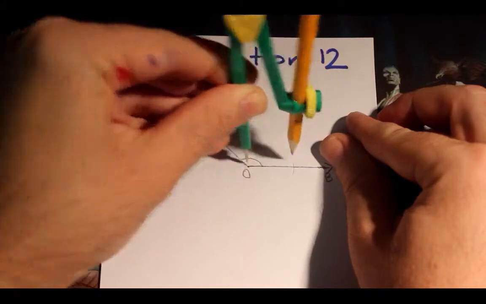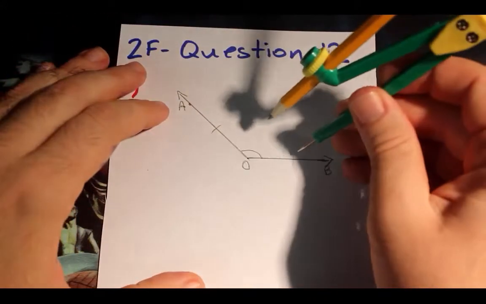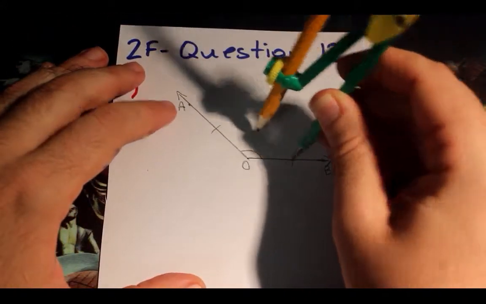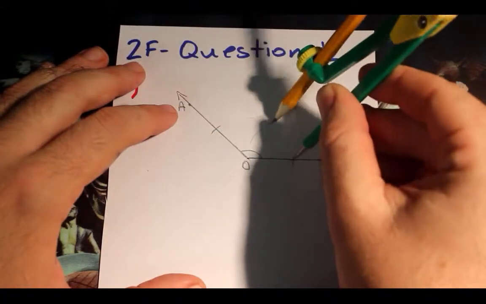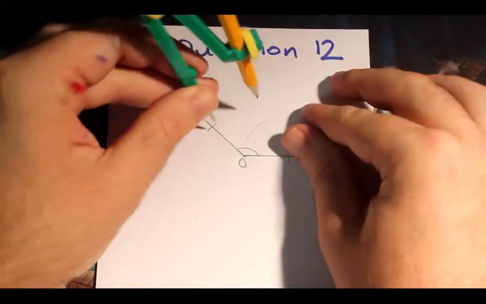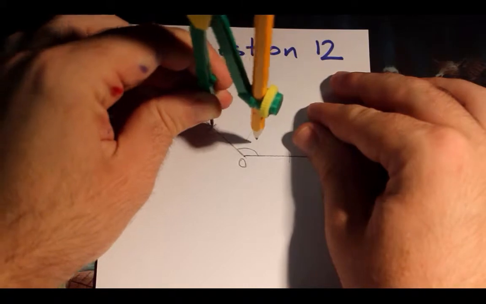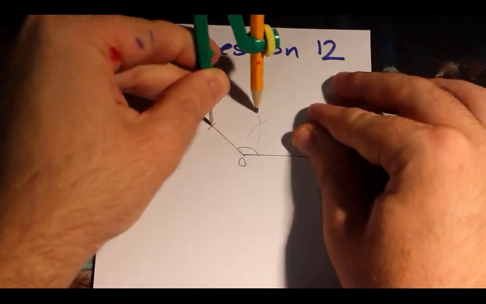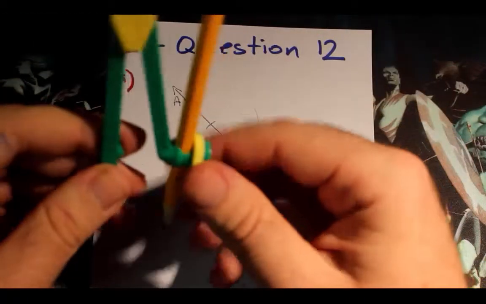Next up, I'm going to go from my new intercepts, which is right here, and I'm going to draw an arc in front of my angle. And where that line cuts will bisect this angle exactly in half.